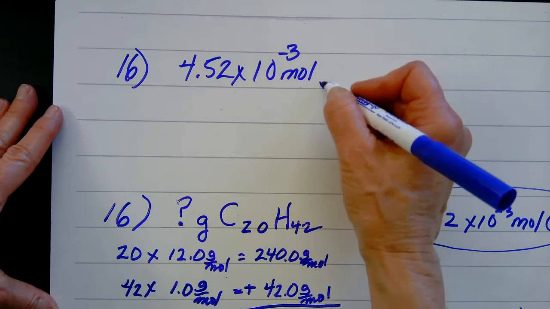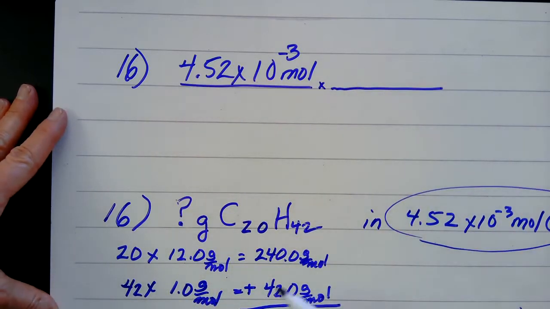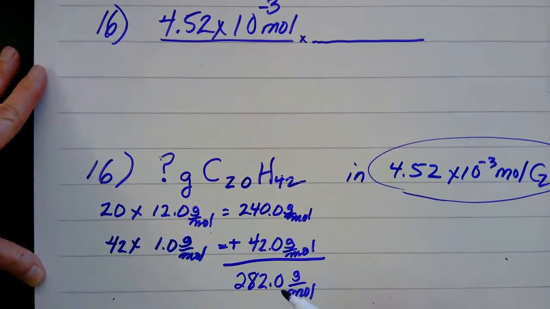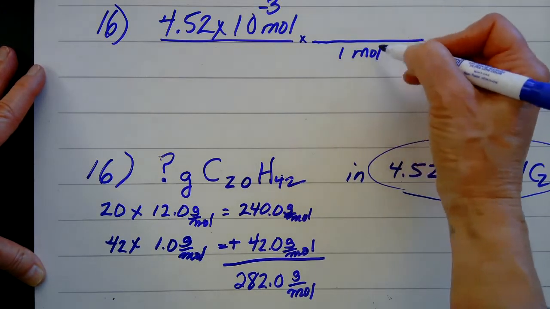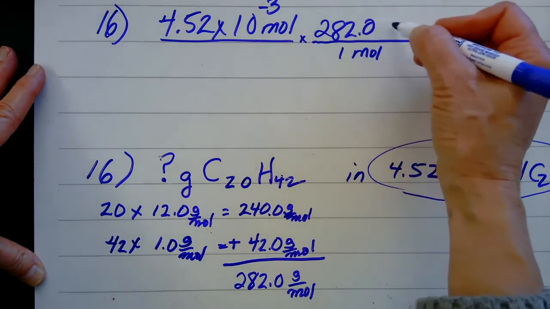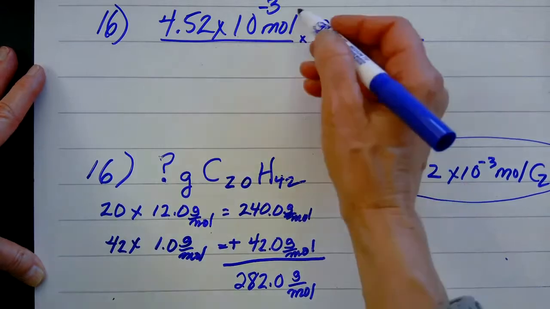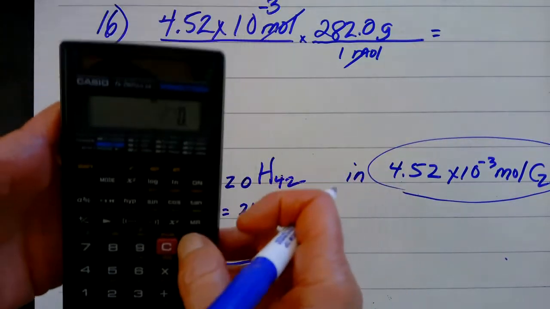Now I'm going to multiply that using the factor label method by the value that I calculated here, of 282.0 grams equal 1 mole. Okay, so we know that if 282 grams equals 1 mole, we need that 1 mole on the bottom here, so it'll cancel with this, and 282.0 grams go on the top. Moles will cancel.